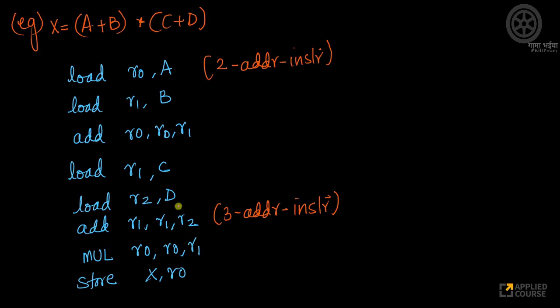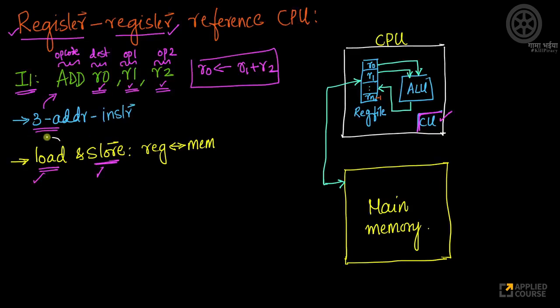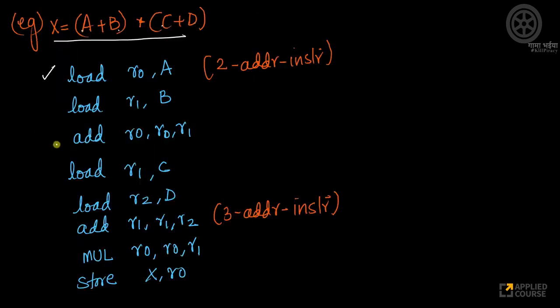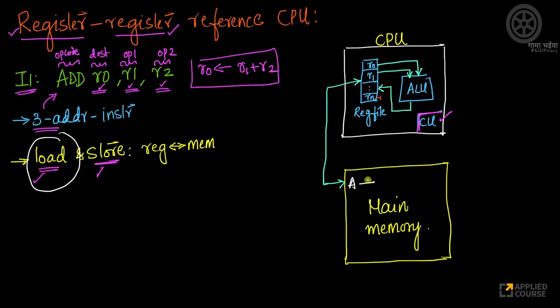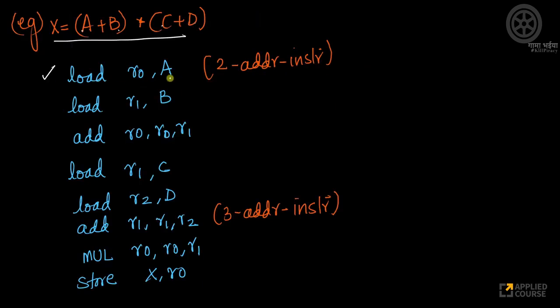So let's look at a simple example. Imagine I want to compute this, and let's assume A, B, C, D are memory addresses. My first instruction here is load R0, A. This is the load instruction that I was talking about. What this does is it loads whatever data is at memory address A into register 0, right? Notice this is a two address instruction because I have an address of a register and an address of a memory location. Now similarly, I load B into R1. Whatever is stored in memory address B, I'm storing it into R1.